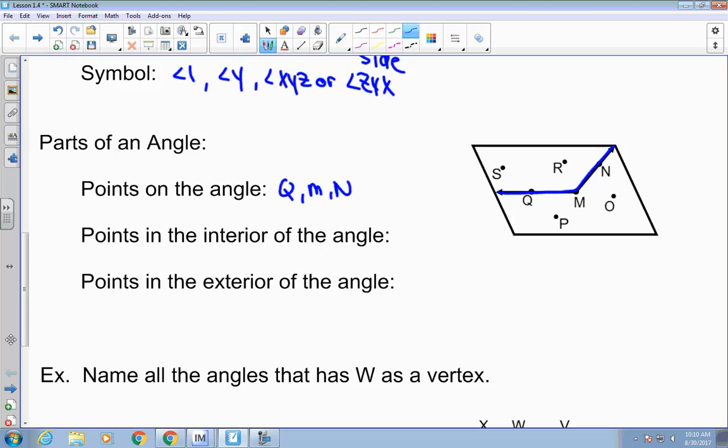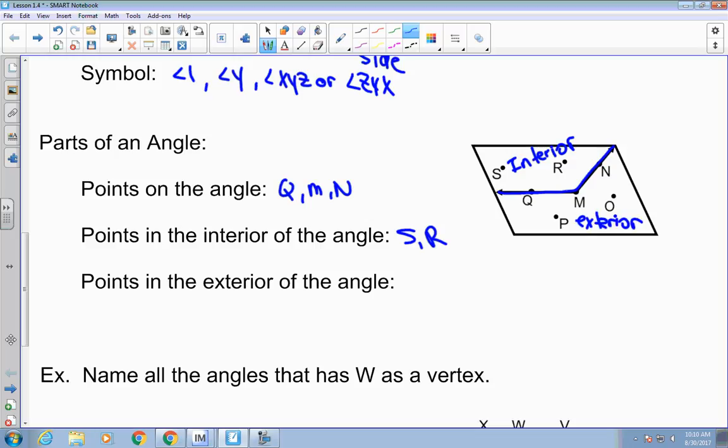So we have this angle that's like this. Anything that's inside of it, like if I were to close the angle up and sandwich it, anything on the inside of it is the interior. So that would be point S and point R. And then here's my angle again. Anything that's outside of it would be the exterior part of the angle.